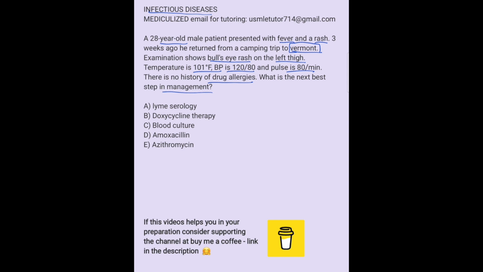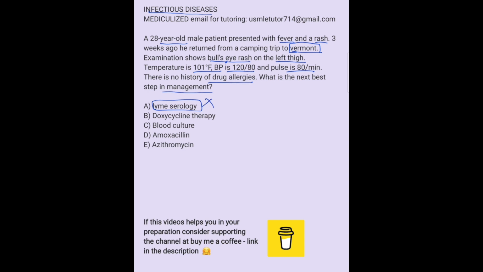So also they gave you the classic bullseye rash. So you remember, whenever you see a bullseye rash, and there is fever, rash, also arthralgias, and the patient came from a Lyme endemic region recently, that is definitely Lyme disease. And if you don't get this rash, then you would do Lyme serology. But here the case is pretty clear.